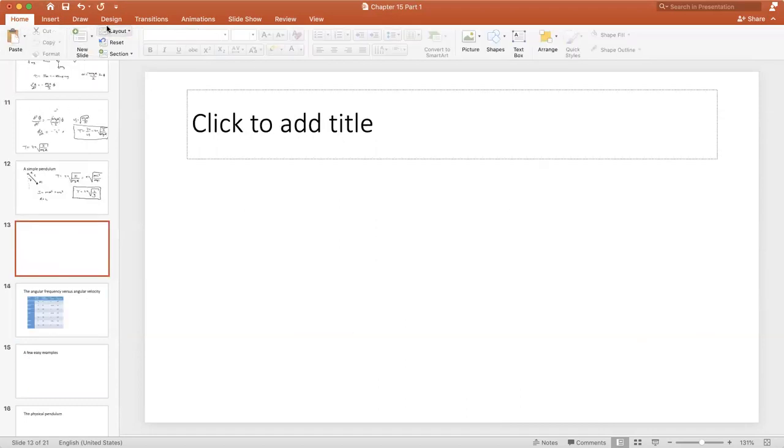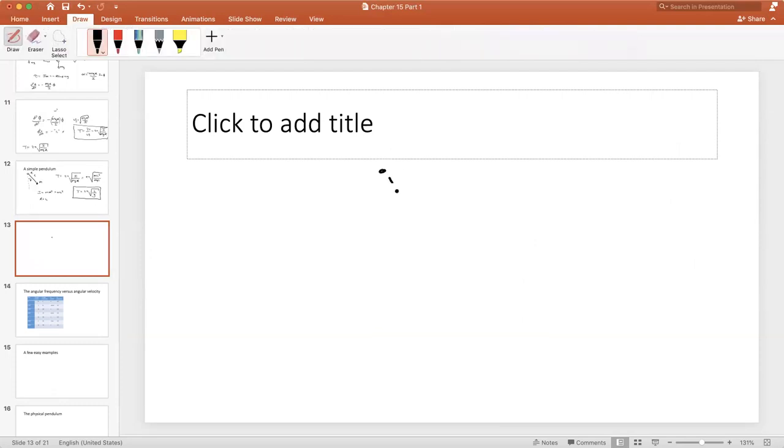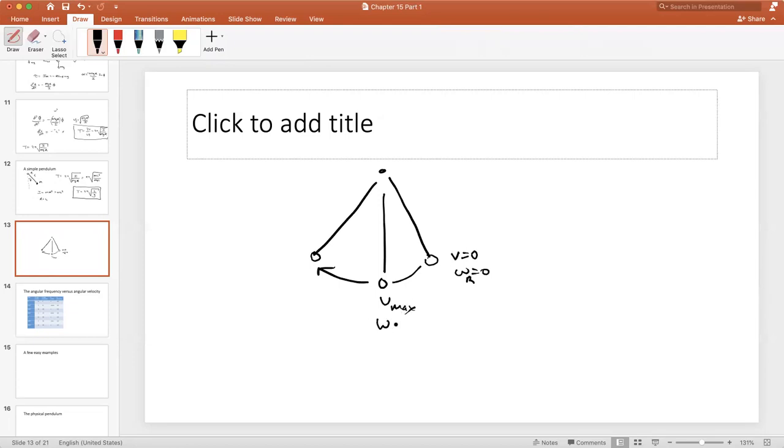To illustrate this, let's say it moves like this. Here, it stops. So V is equal to 0, omega is equal to 0, where this is the rotational omega. And here, V is going to be maximum. All the mgh turns into all V, and therefore omega is also maximum, because omega is simply V over R. And then here, V is 0, and omega is 0. They're both 0.